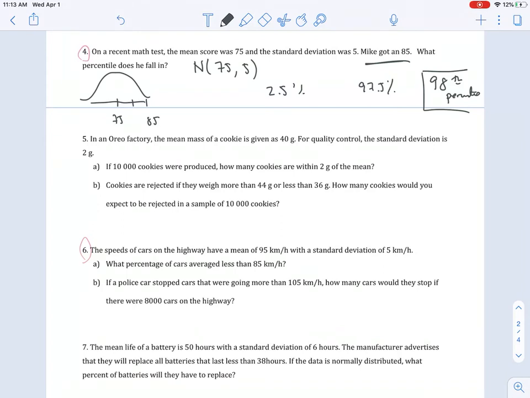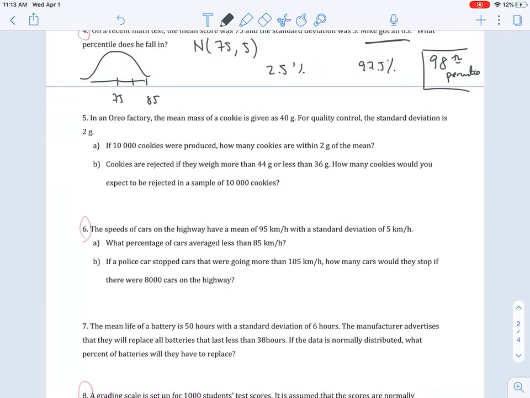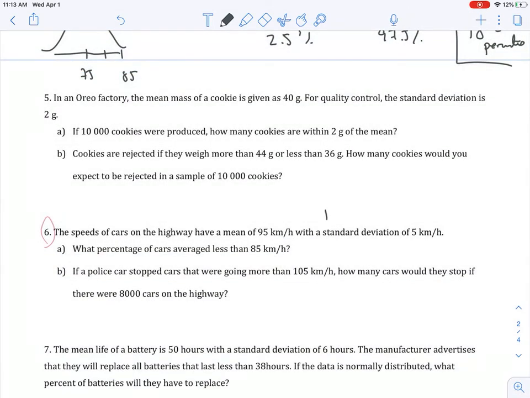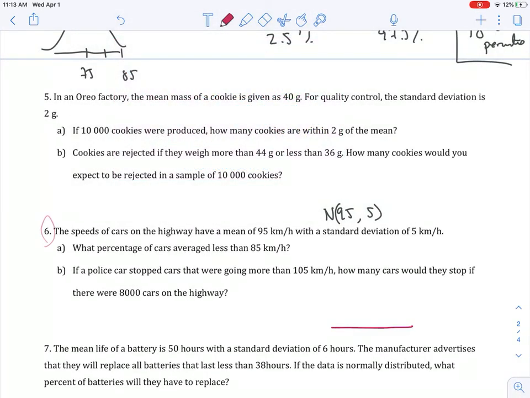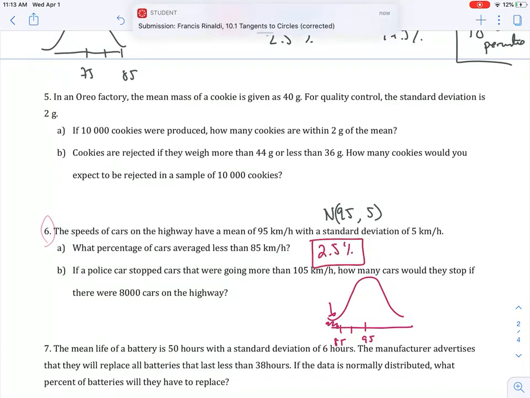Okay, number 6. The speeds of cars on the highway have a mean 95 and a standard deviation 5. What percent of cars averaged less than 85? I could draw a little picture to go with it. But it is conveniently 2 standard deviations less. And I know that there are 2.5% in that little tail, 2 standard deviations to the left.